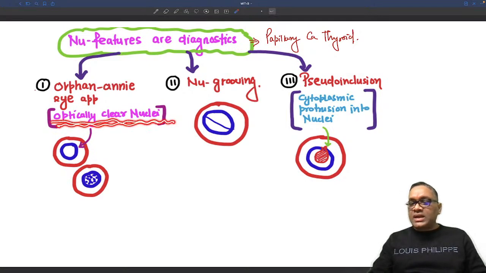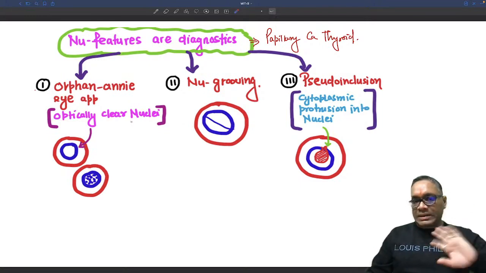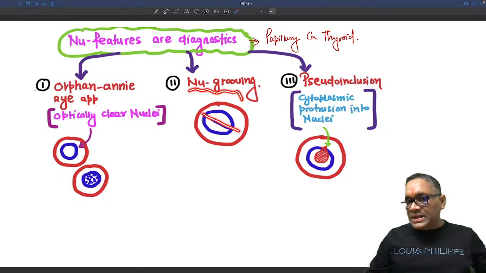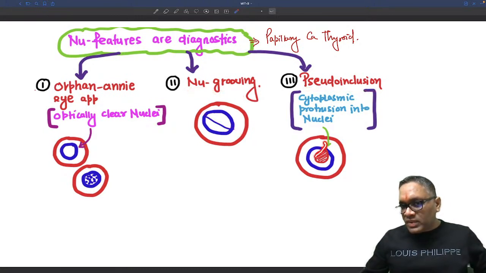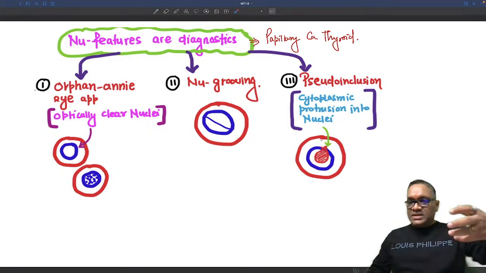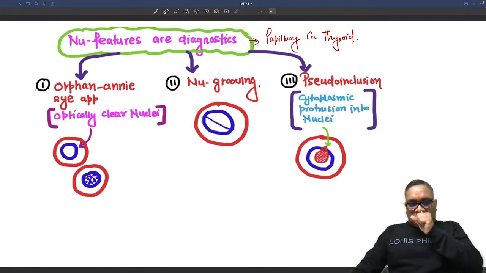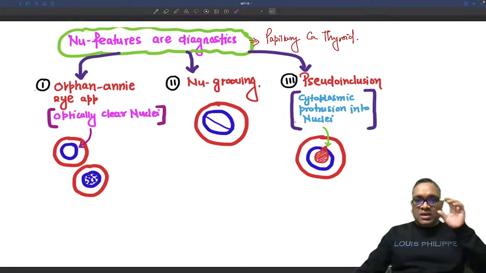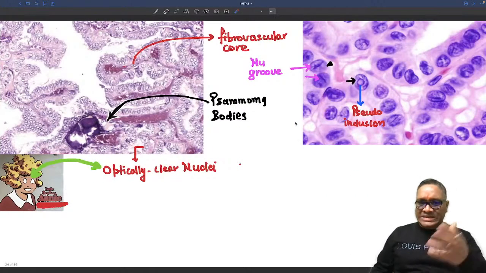That is why it is called optically clear nuclei, right? Optically clear nuclei because of lack of chromatin, so they will be clear. Nuclear grooving: there will be a line-like thing running across the nuclei, so that is nuclear grooving. Pseudo inclusion, why is it called pseudo inclusion? Because it is cytoplasm which has come inside the nuclei. So when cytoplasm is dragged inside the nuclei, or a cytoplasmic protrusion is present in the nuclei, that is called pseudo inclusion. So these are the three key features of the nuclei which will be diagnostic of the papillary carcinoma of the thyroid, right? Let us see one by one.